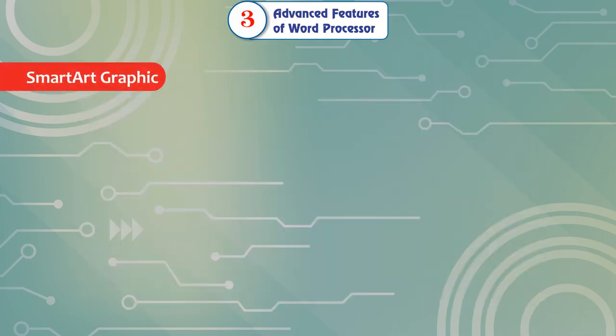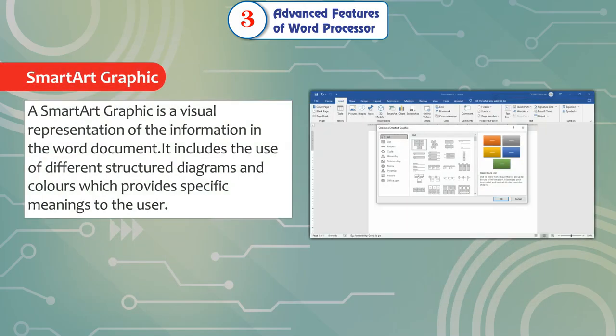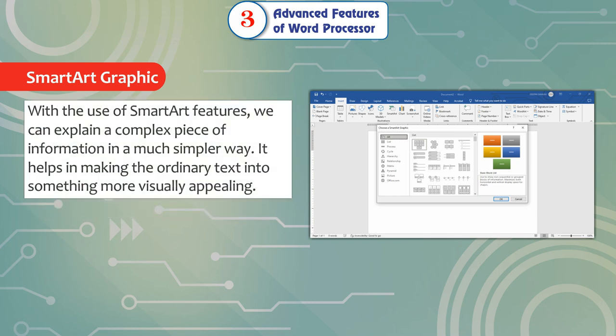SmartArt Graphic. A SmartArt graphic is a visual representation of the information in the Word document. It includes the use of different structured diagrams and colors, which provide specific meanings to the user. With the use of SmartArt features, we can explain a complex piece of information in a much simpler way. It helps in making ordinary text into something more visually appealing.